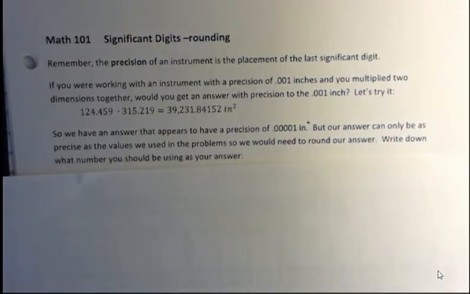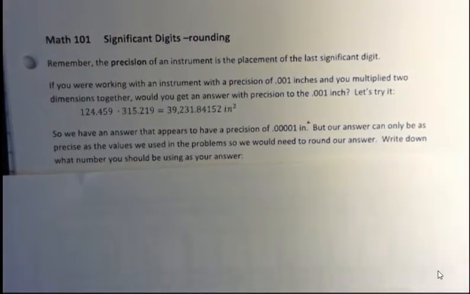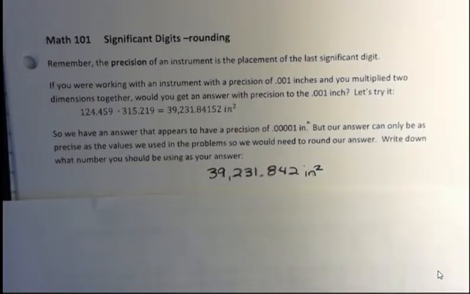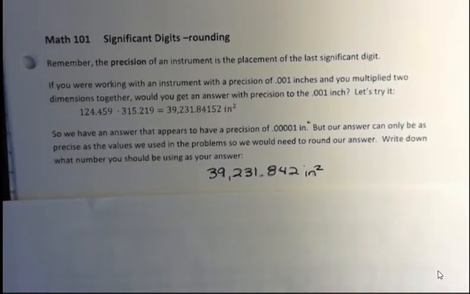But our answer can only be as precise as the values we used in the problems. So we need to round our answer. So write down what number you think you should be using as your answer, that is, round your answer to the correct precision, which is going to be, where's that last significant digit? Well, we were going to the thousandths, so it should be 39,231 and 842 thousandths. Why 42? Because here is our thousandths place, excuse me. And if we look one to the right, that's 5, so we would round that up to a 2. You can't just drop the numbers, you have to round them correctly.